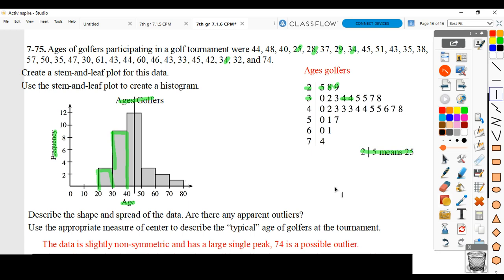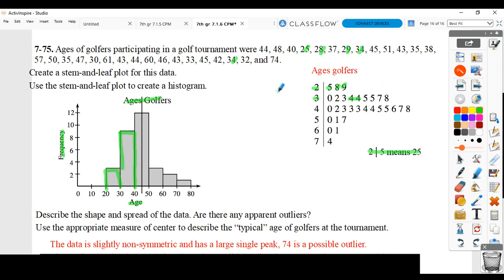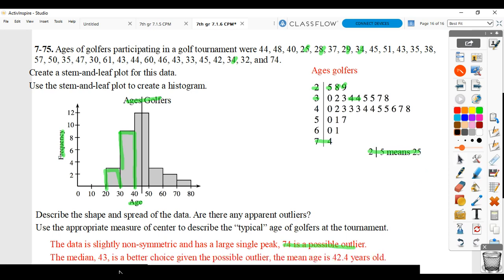And then is there any outliers? Well, if you look at this information, especially in the stem and leaf plot, 74 is quite a bit larger than the other golfers' ages. The highest one up to that point is 61. So 74 could be considered a possible outlier, meaning it's a little bit larger, or an outlier could be smaller than the other values.